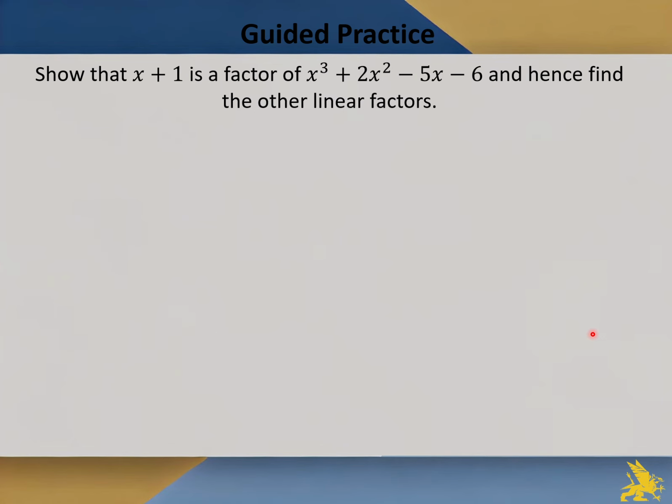Okay, show you that x plus 1 is a factor of x to the power of 3 plus 2x squared minus 5x, take away 6, and hence find the other linear factors. So the first thing is we need to check if x plus 1 is a factor. So I'm using factor theorem. That means I'm going to substitute -1 in as x. If it equals 0, then it's a factor.